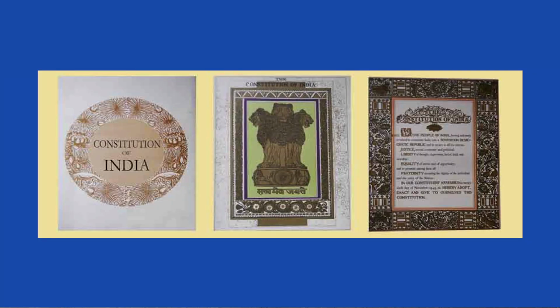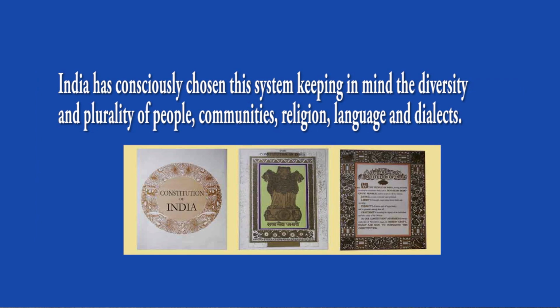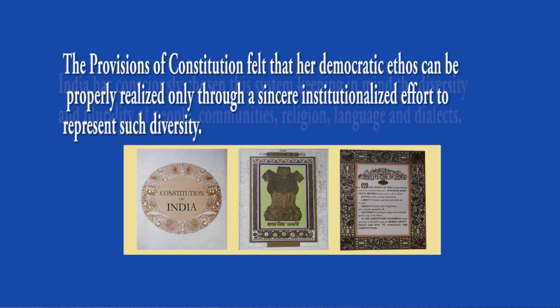Now here, of course, we might wonder why India chose this multi-party system. This was chosen keeping in mind the diversity and plurality of the people, communities, religion, language, and the different dialects that we have. And the makers of the Indian constitution felt that her democratic ethos, because mind you, when India became independent, it was one of the first democratic countries in the world at the time, in 1947, the constitution makers thought that the democratic ethos can be realized only through a multi-party system through which the different kinds of voices of the multiplicity, the plurality of people can be properly represented.